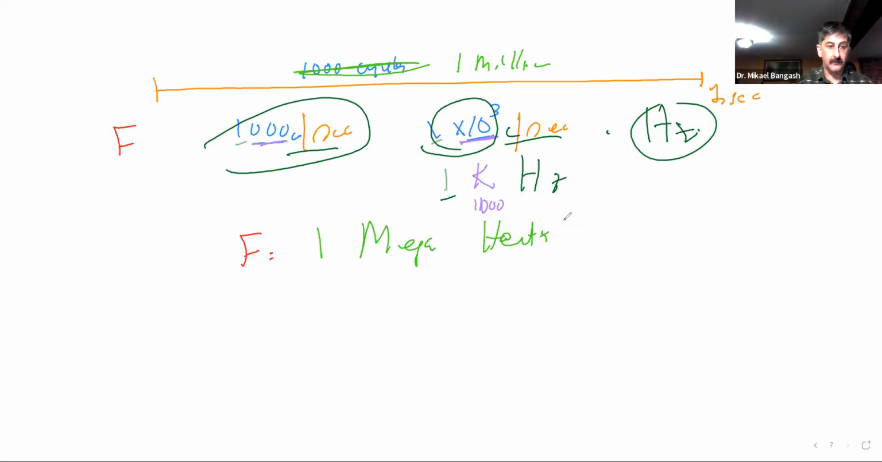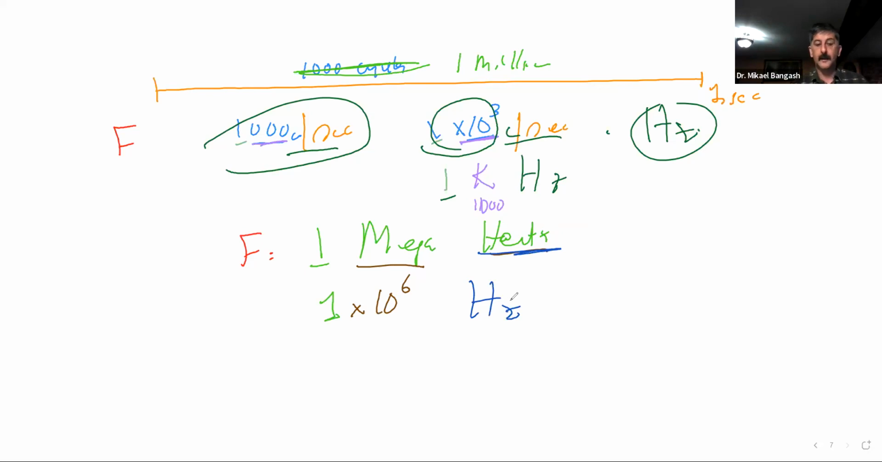Or we could even write that frequency as 1, which is still 1, and mega, which can be written as 10 raised to the power 6, and then your hertz. You're more than welcome to write it as 1 followed by 6 zeros, and then your hertz.